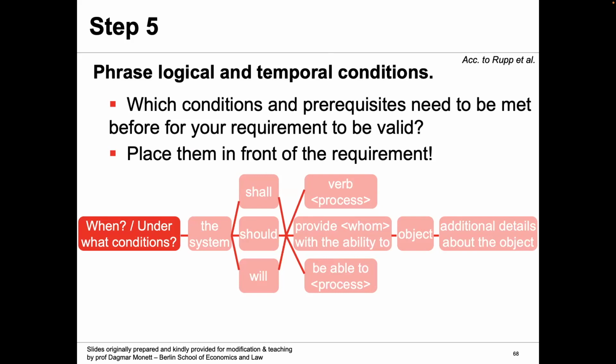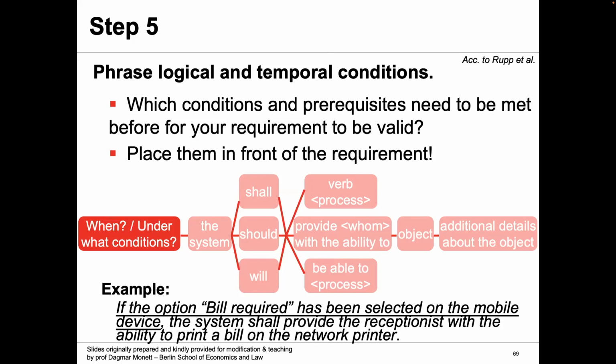So maybe the nature of the requirement is such that it can only be fulfilled under certain conditions. So what we do is that we associate that condition with it when we are writing that requirement. It says which condition or prerequisites need to be met for your requirement to be valid, and you place them in front of the requirement.